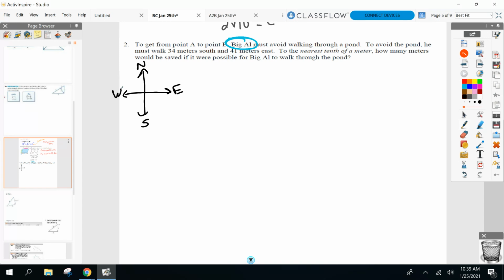How many meters would he have saved if Big Al could possibly walk through the pond? All right, well, 34 meters south, we go down, right? So here's 34. East, we can see by my little directional arrow, we're going to the right. So 41 meters to the right. So that's where he walked. He walked 34. So how many total meters did he walk? 75, right? So keep that in mind. He just walked 75 instead of going through the pond.